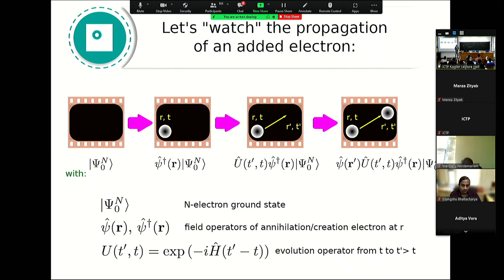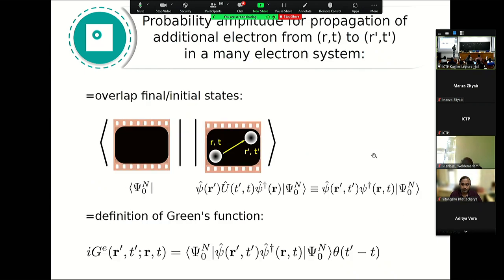And then, when you are at time t prime, you can project by annihilating the electron. So psi dagger will create, psi will annihilate. This is second quantization. Just trust me. Once you have calculated this process, you can define a transition probability. You can say, what is the probability that when I add an electron at a point, I will find it at point r prime and time t prime?